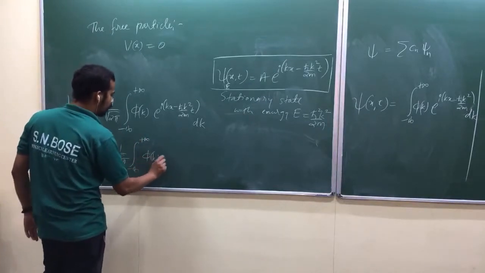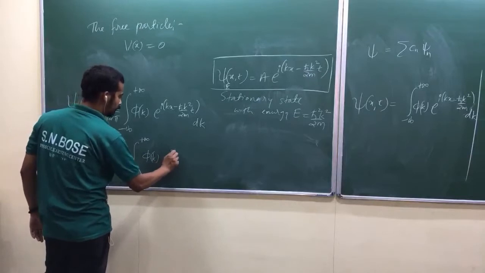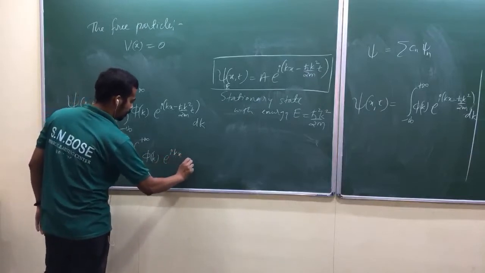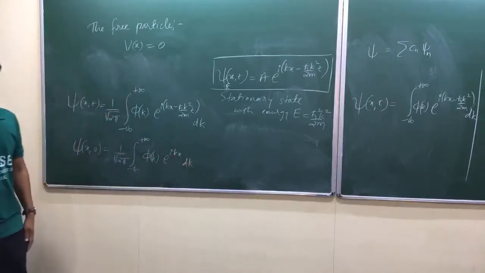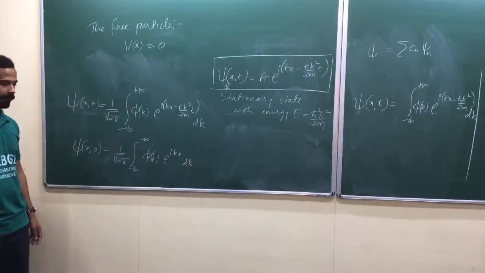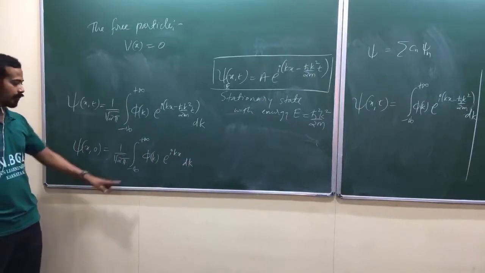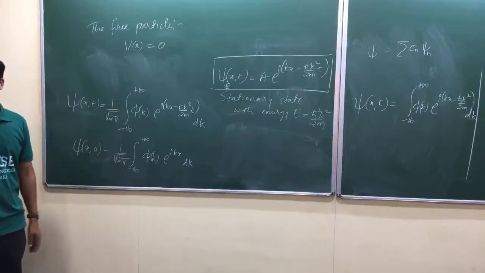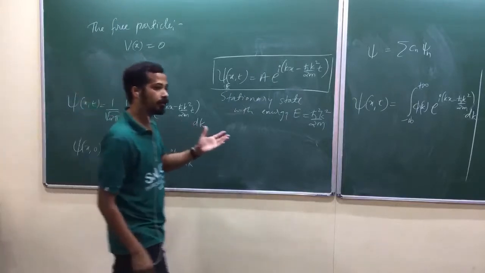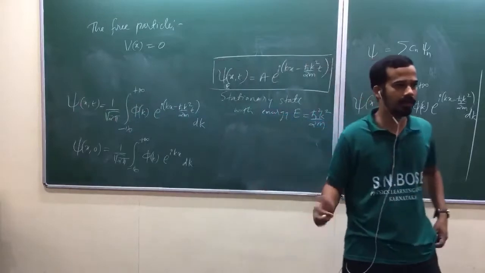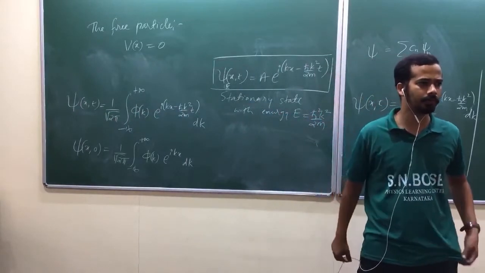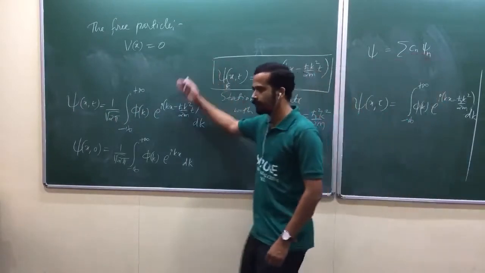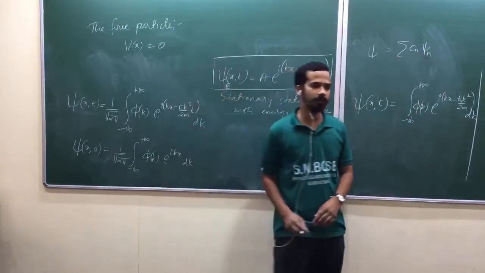Phi of k into e power, what is this one? That's the Fourier transform of phi of k. Don't think about whether this is an inverse or direct Fourier transform. Don't worry about that one. We got some physical argument. Am I right? To get into this step.